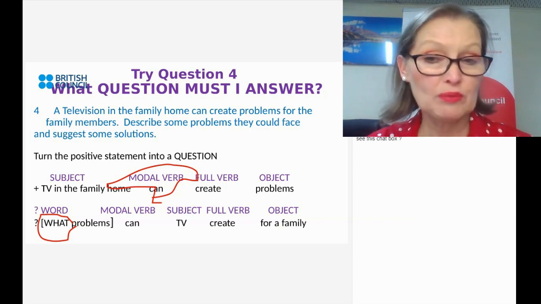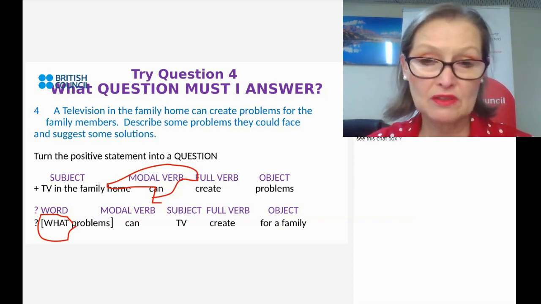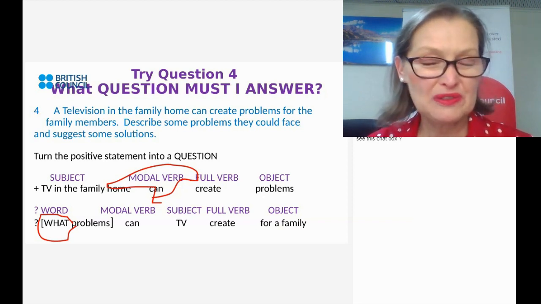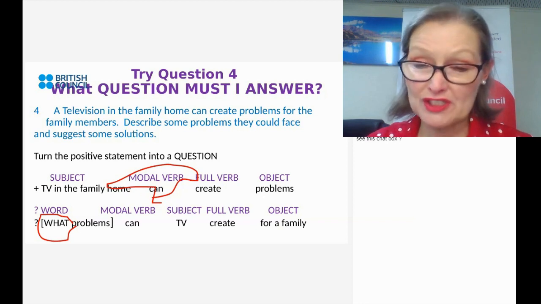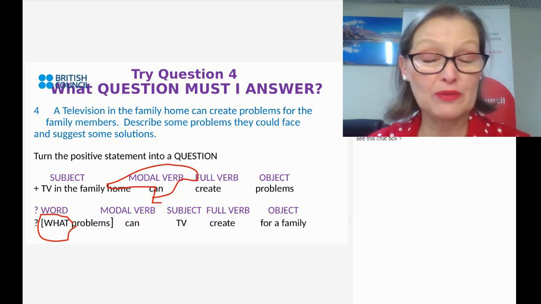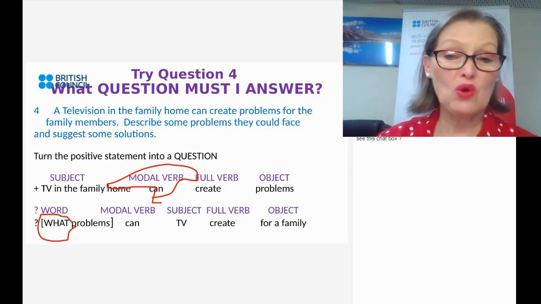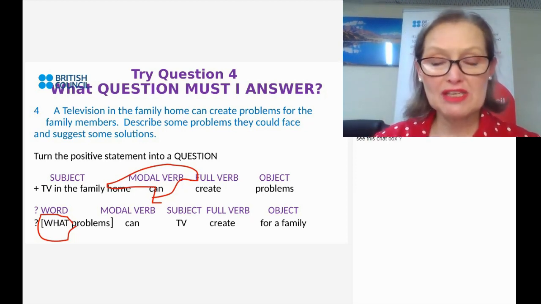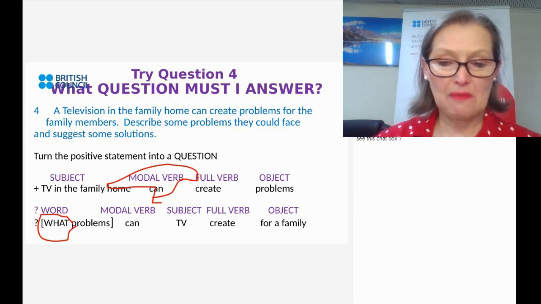So learn this little formula. Question number 1, what's the topic? Question number 2, what's the focus? Question number 3, purpose, or kind of essay I must write. And question number 4, what question must I answer? Let's have a look at number 5. What do I have to do next?